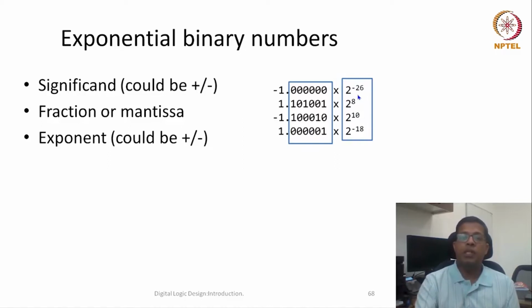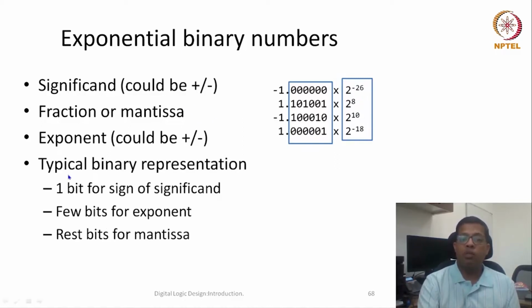Essentially, if I combine all of these things, then out of my 16 bits or 32 bits, I can choose 1 bit for the sign of the significand, whether it is positive or negative, fix a few bits for the exponent, and choose the rest of the bits for the mantissa. I need not represent the decimal point, as it would be implicit here. Similarly, the multiplication sign is also implicit in nature.